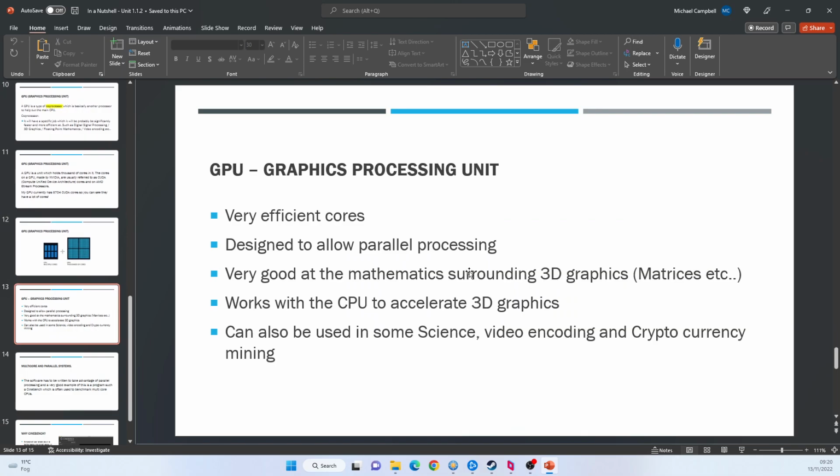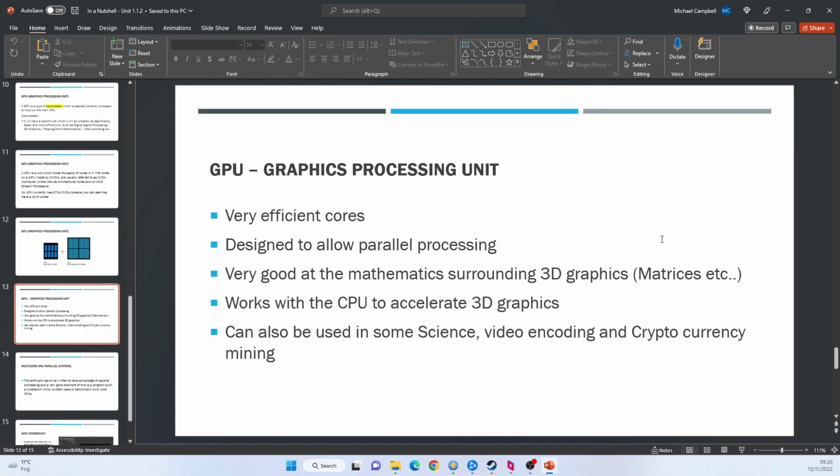So what are graphics processors good at? Each of those cores is very efficient, because it does a very similar job. They're designed to allow parallel processing, so obviously you're supposed to use them at the same time. They're very good at the mathematics surrounding 3D graphics, matrices, which you can look up if you want to learn more about it. And it works with a CPU to accelerate 3D graphics.